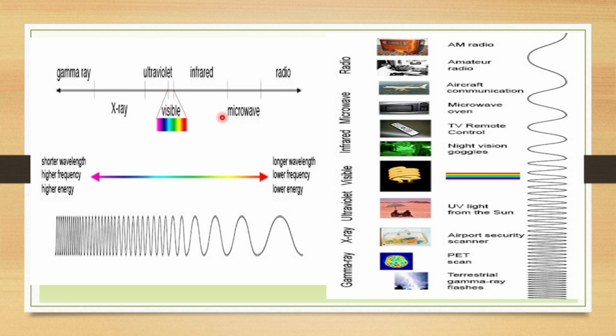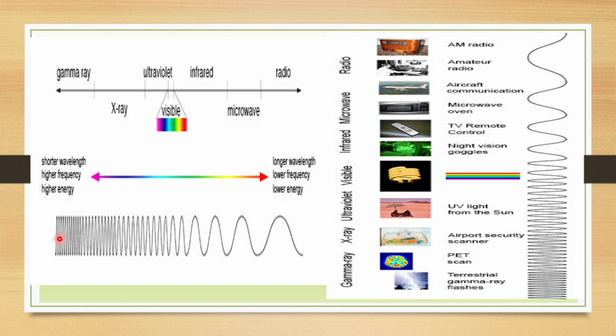So this is another graphical representation of the difference in wavelength, frequency, and energy, starting from your gamma rays to your radio waves. Gamma rays have a shorter wavelength, higher frequency, and higher energy. So you can see here higher frequency but shorter wavelength. Because of this, they have higher energy.